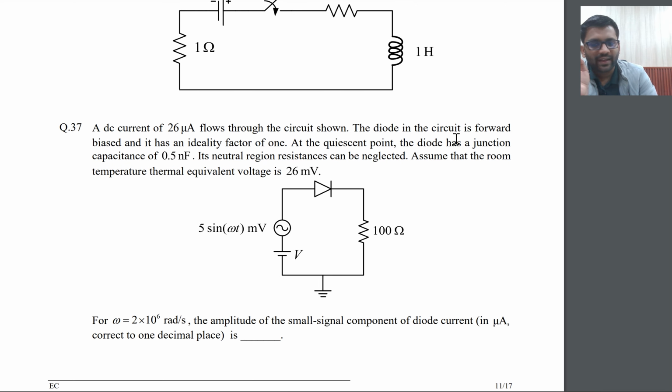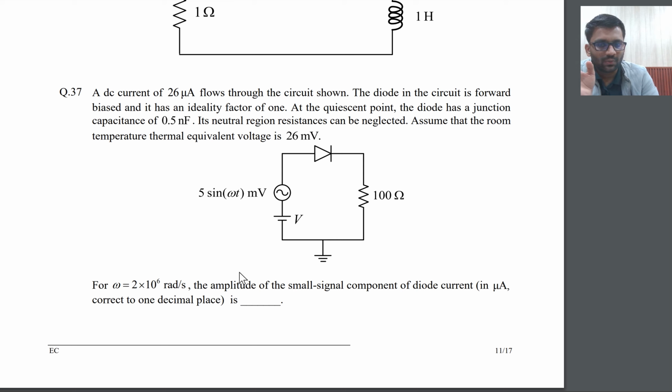Now this question, as of now you know what you need to do. You need to do the small signal analysis of diode. So I know the small signal analysis of diode, that diode will be replaced with its dynamic resistance. But here there is a new term which is junction cap. As of now you know it, that I need to connect junction cap in the parallel.